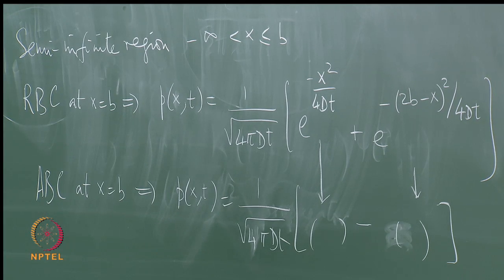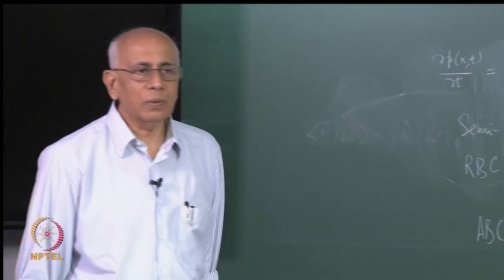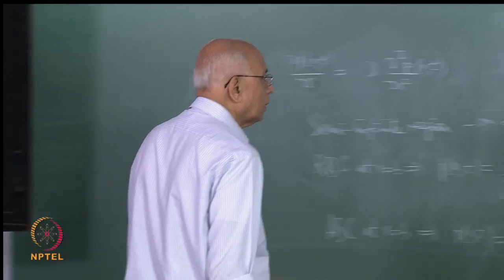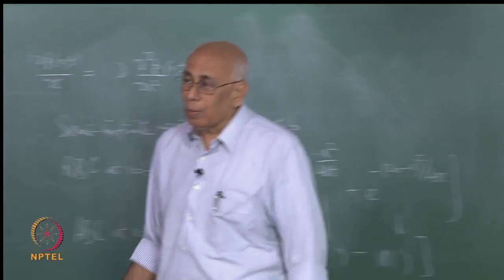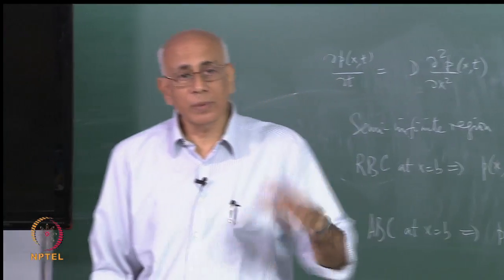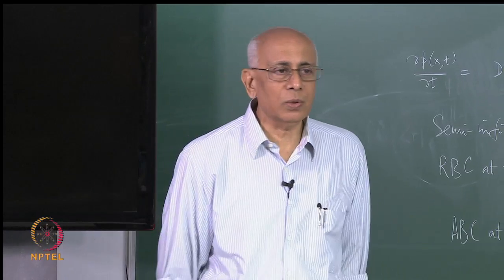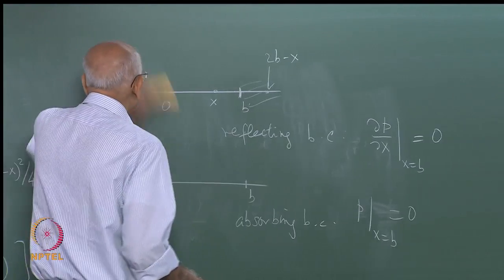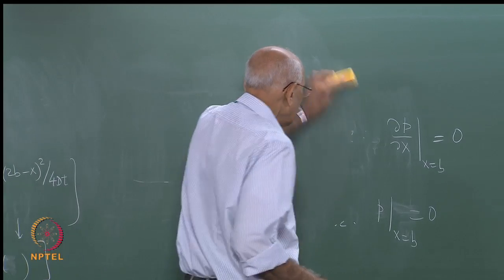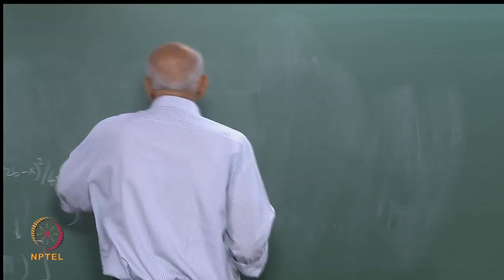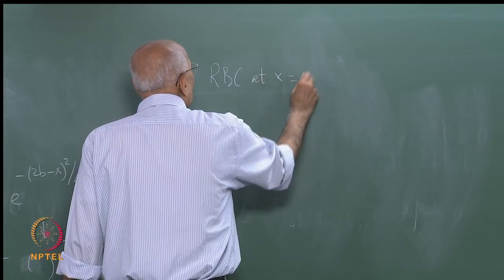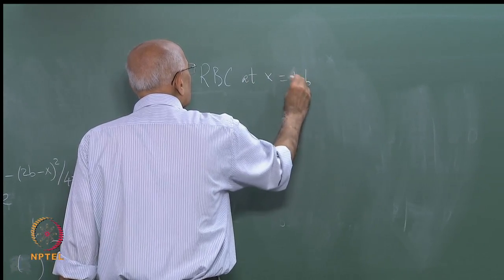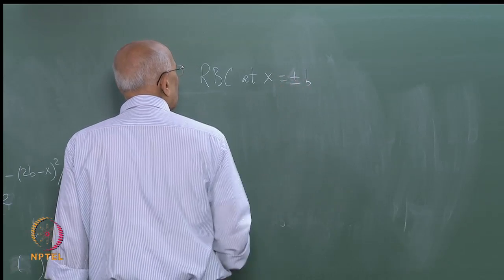So in this problem it is completely trivial to write down the solution in the presence of a boundary at the point B. Okay. What happens if you have two boundaries on either side? You could have one which is absorbing, one which is reflecting, and so on and so forth, but you already are familiar with what happens. So let us look at one particular case where you have reflecting boundary conditions at x equal to plus or minus B. Let us take it symmetrically just to make the algebra a little easier.